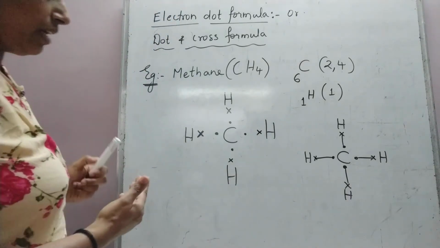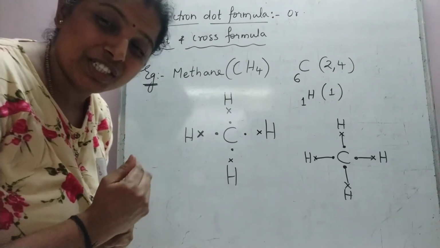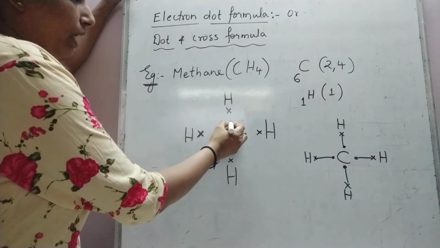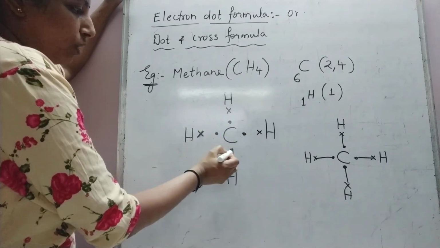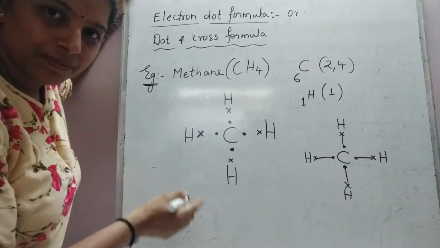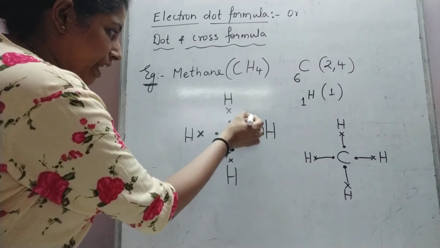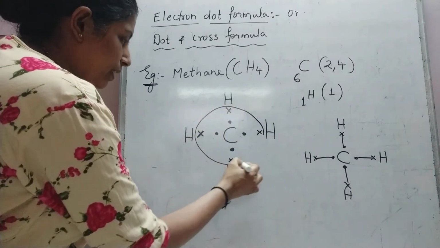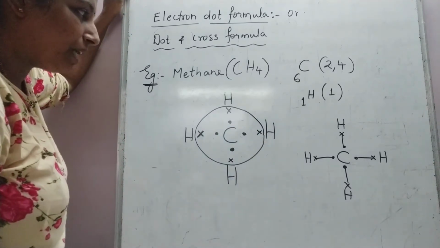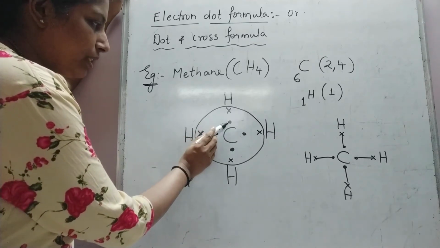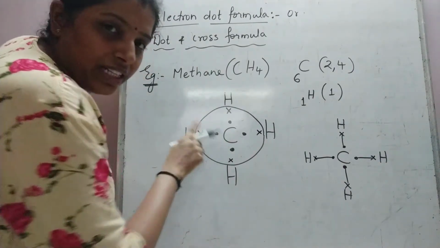Now let us check whether the main purpose of bond formation is solved or not. That is completion of octet or duplet. Now carbon after bond formation has how many electrons around it? These 4 electrons belong to carbon itself, and around it there are all these electrons. After bond formation you can see 1, 2, 3, 4, 5, 6, 7, 8. Total 8 electrons. This is what is called an octet.